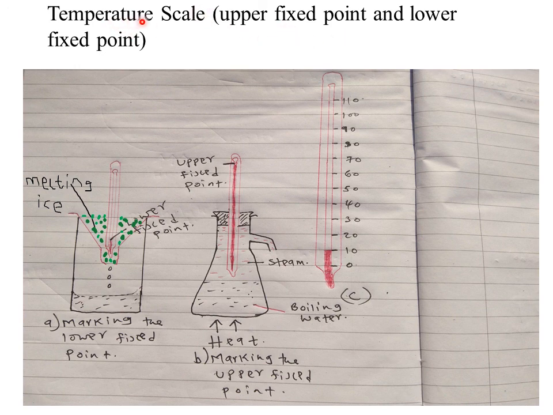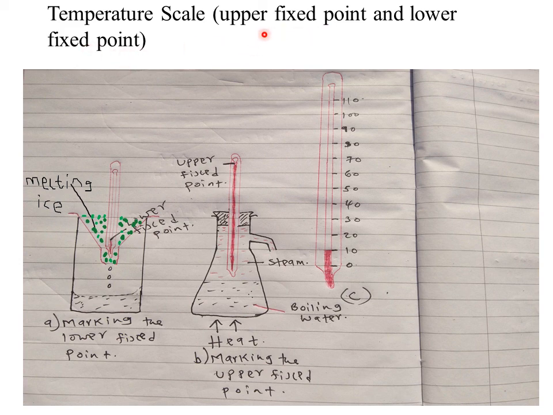First of all, we need to know what we understand by the temperature scale. A temperature scale simply means the scale of a thermometer. A thermometer usually has a temperature scale. In most cases, it will run from maybe 0 up to 100 degrees Celsius. So the temperature scale is obtained by first determining 2 points, which we call the fixed points. We have 2 of them.